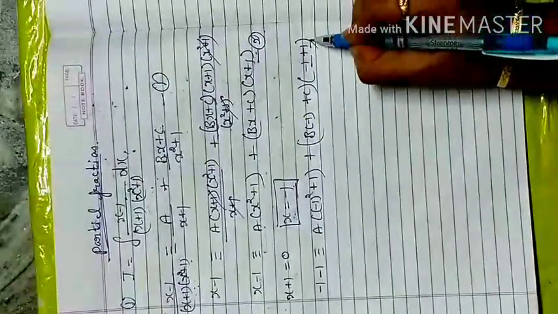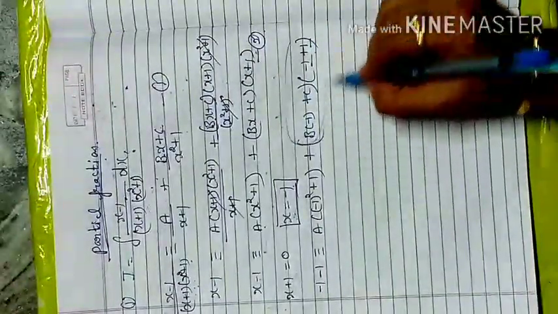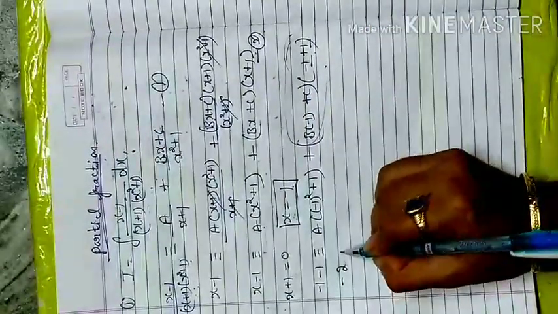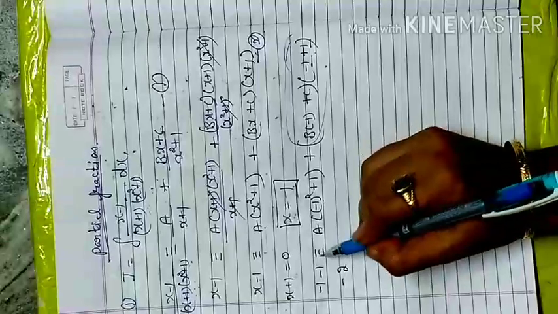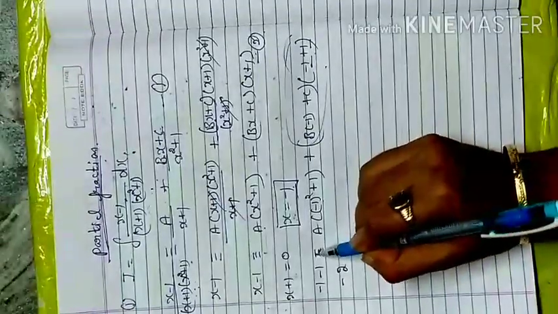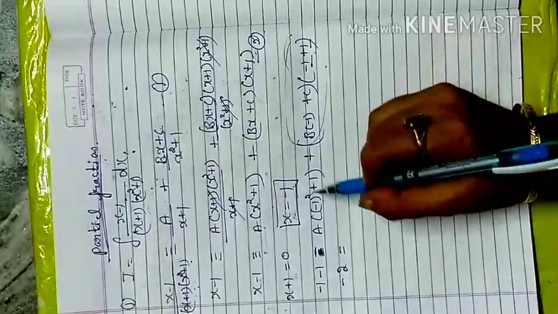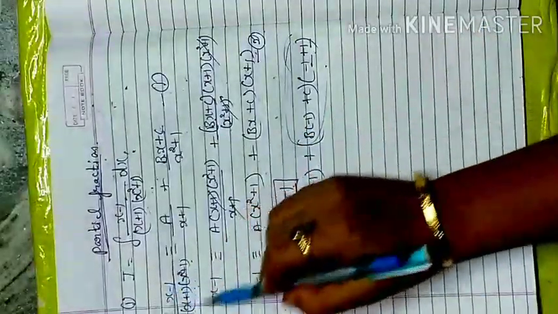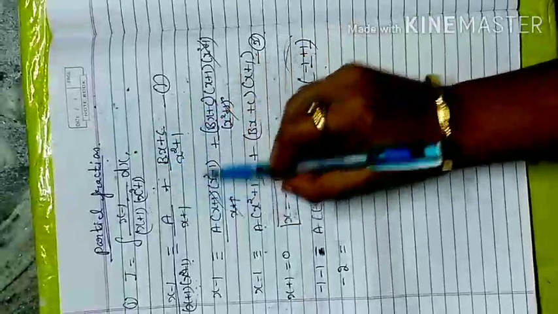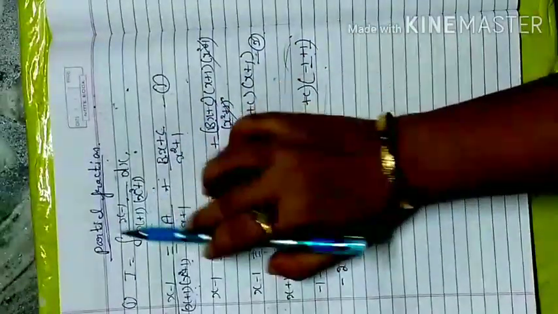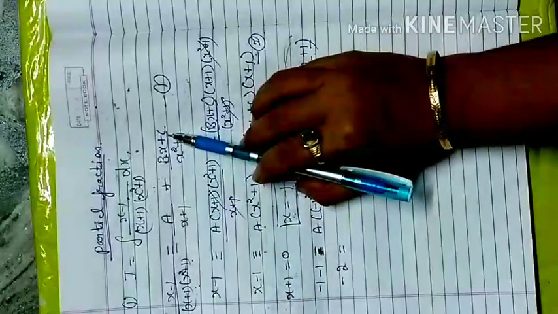Here, minus 1 plus 1 becomes 0. That means the whole term becomes 0. Only this is left, so this is minus 2. When you are substituting the value, you have to write just an equal sign, not the three-line equivalent sign. This means that whatever value I get here, I have to replace in my integration, instead of this, I have to replace this one.